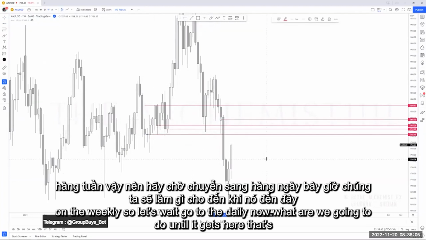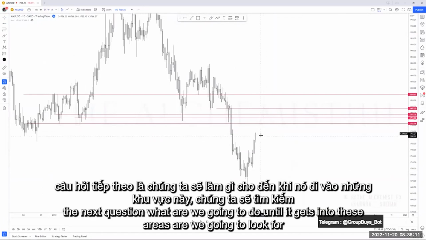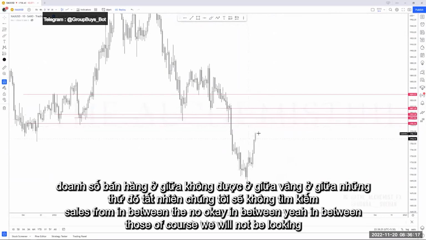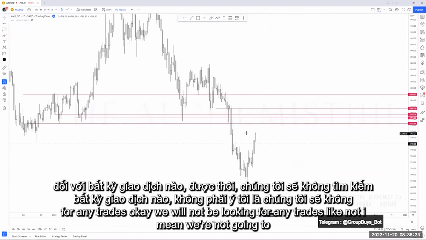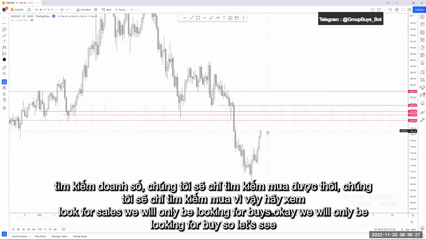So let's go to the daily. Now, what are we going to do until it gets into these areas? That's the next question. Are we going to look for sales from in between these? No. In between those, of course, we will not be looking for any trades. We're not going to look for sales. We will only be looking for buys.